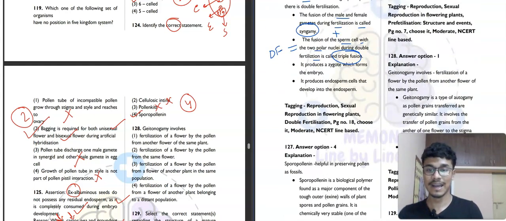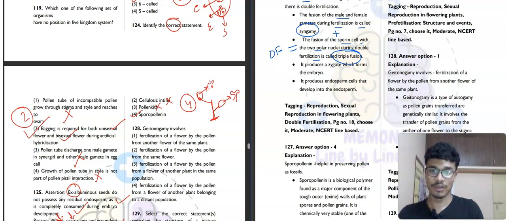What is it saying? Geitonogamy involves fertilization of a flower by the pollen from another flower of the same plant. Do you think that is geitonogamy? Yes, it is absolutely correct. This is a plant, and this is a flower, and this is a flower. These have pollen, and these have the receptive parts, like style, stigma and ovary.